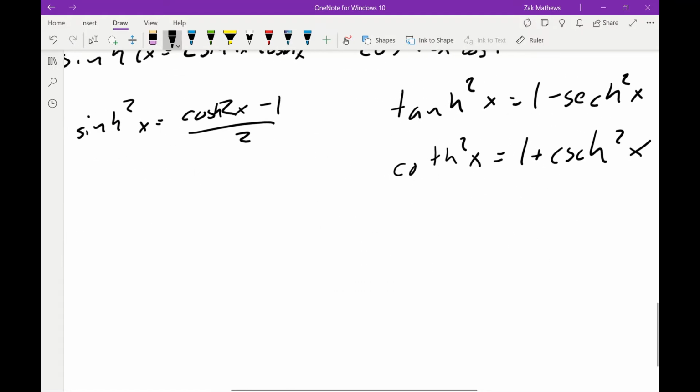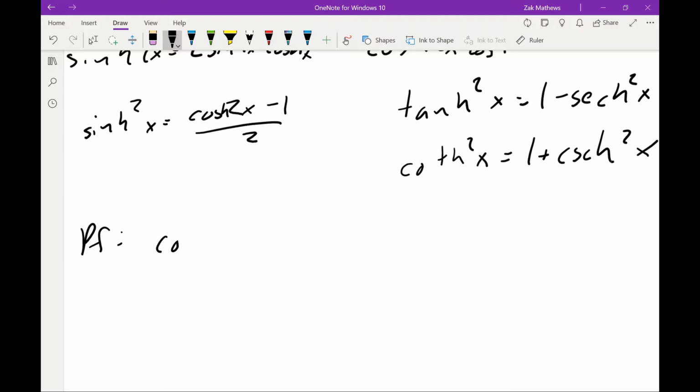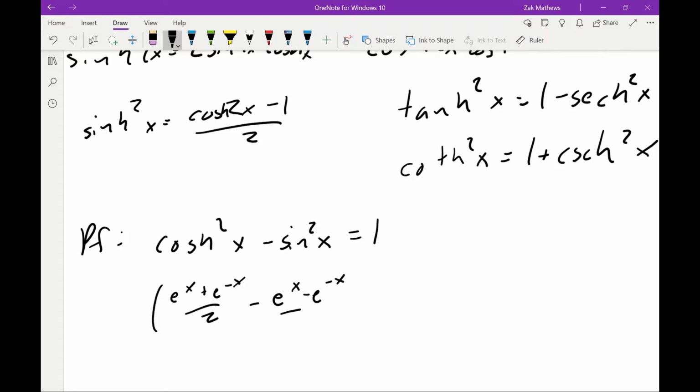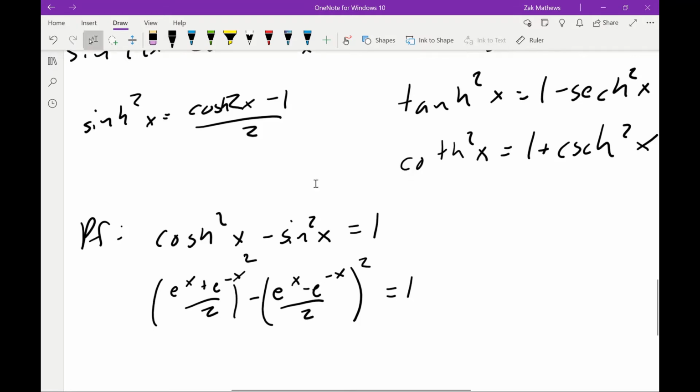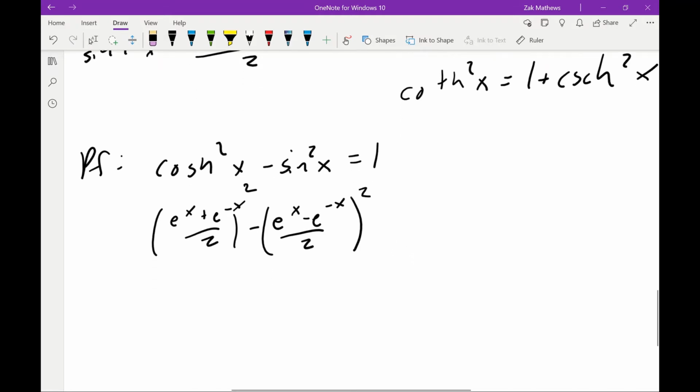Let's do one proof. Let's take the proof of cosh squared x minus sinh squared x and see that it's actually equal to 1. So if we think about this cosh function, remember the cosh function is e to the x plus e to the negative x over 2, minus, and then sinh was e to the x minus e to the negative x over 2. And we need to take each of those and square it. And we're trying to see that it's equal to 1. Let me leave the 1 off and let's see if we actually get 1.